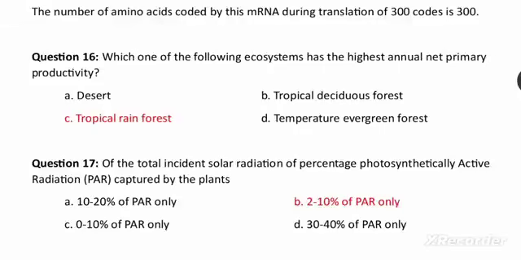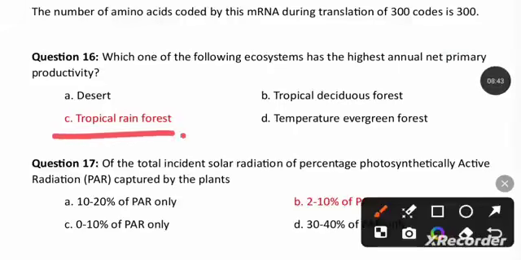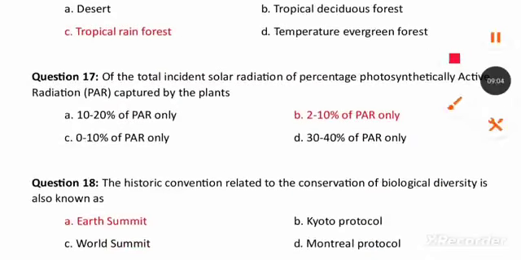Which one of the following ecosystems has the highest annual net primary productivity? The answer is tropical rainforest, because tropical rainforests are less seasonal, relatively more constant and predictable, which promotes niche specialization. That leads to greater biodiversity, and annual net primary productivity is also higher in tropical rainforest. So this question is very easy.